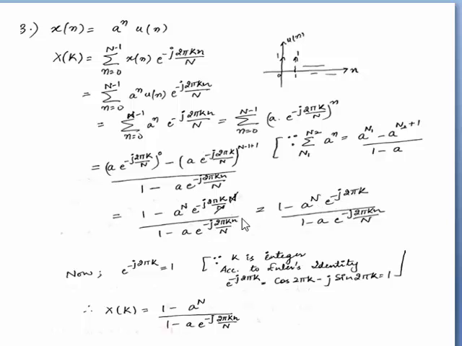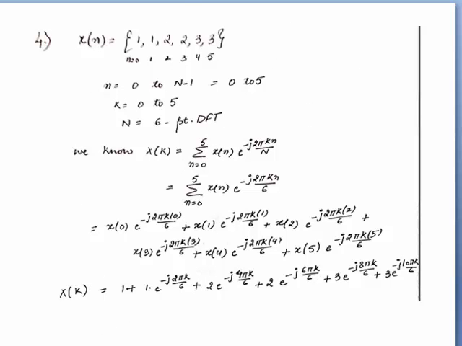So the DFT of x of n becomes X of k is equal to 1 minus a raised to power N divided by 1 minus a into e raised to power minus j 2 pi k over N. This is the DFT of a raised to power n u of n. And we know a raised to power n is an exponential sequence and u of n is a unit step signal.